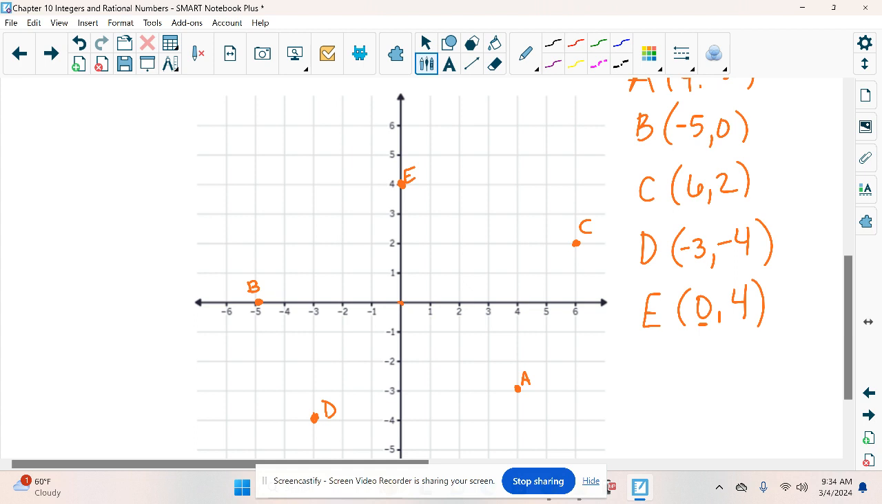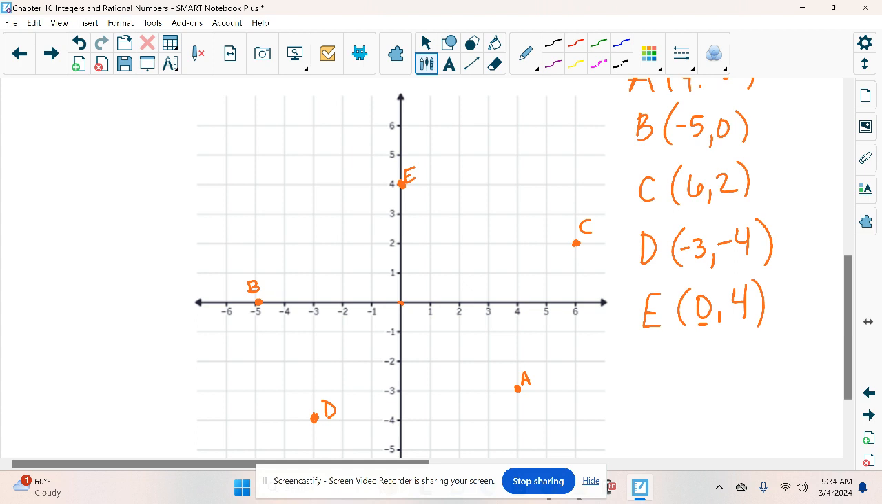So, letter C. What quadrant? How would you describe where point C is at? I would say 6, sideways. What quadrant is it in? Quadrant 1. Positive.